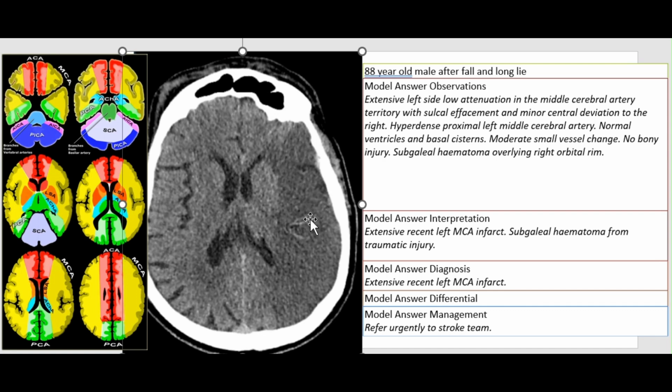Also, this low attenuation causes a minor midline shift to the right, minor central deviation to the right. Only a minor central deviation to the right.